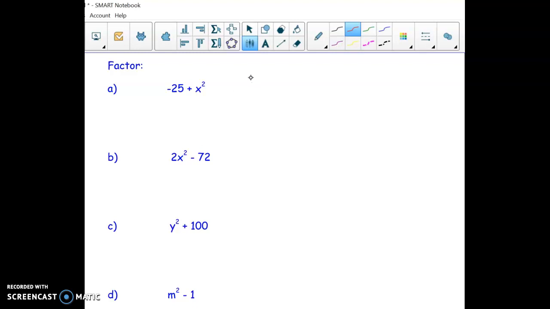Okay, first one, rewrite it in standard form first. So the positive x squared comes first, then the minus 25. Now it looks like our square minus square case. So we just factor x plus 5 and x minus 5, just like we did in the previous slide.